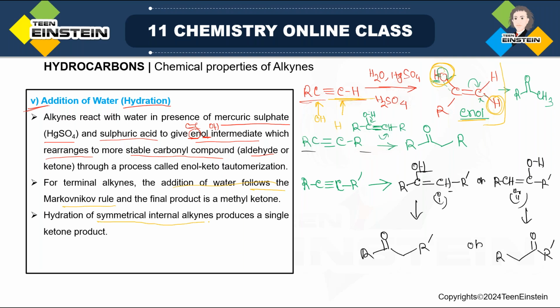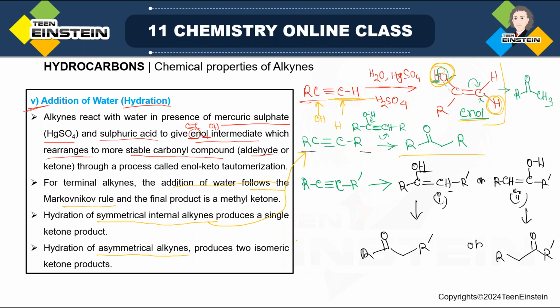If it is a symmetrical internal alkyne, like this one, then you will get a single ketone product, because only one type of enol formation is possible. But if it is hydration of an asymmetrical alkyne, like this one, then two different types of ketone will form, because there is a chance of formation of two different types of enol. In the first case, OH is added to carbon number 1, this is carbon 2, and here it is added at carbon number 2.